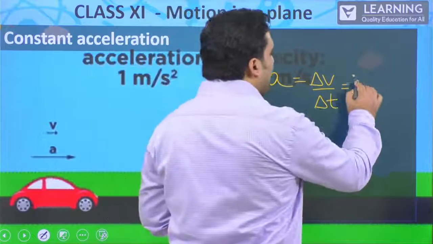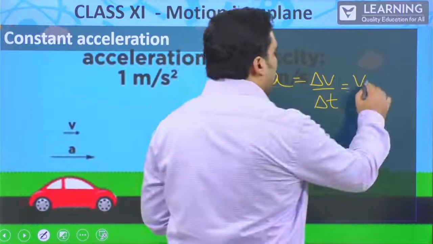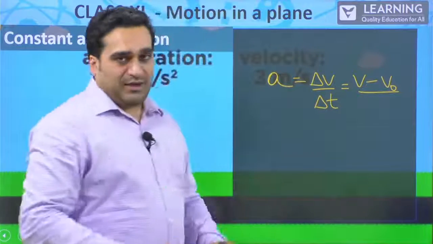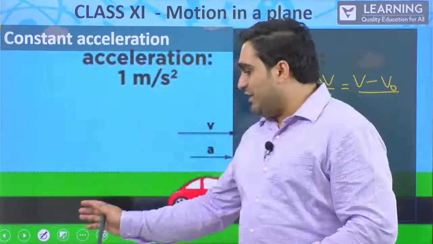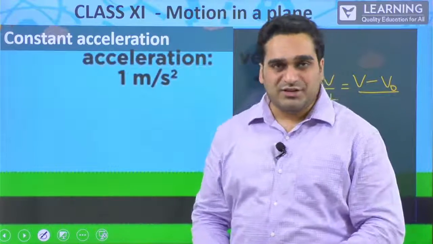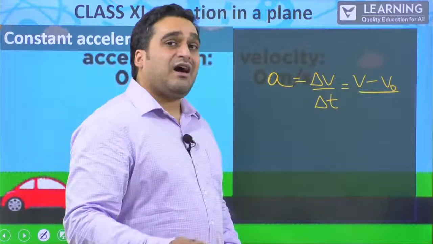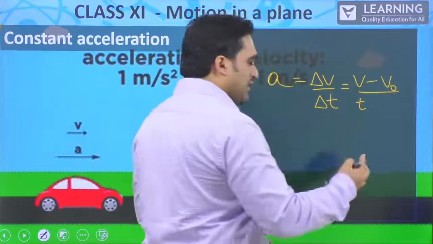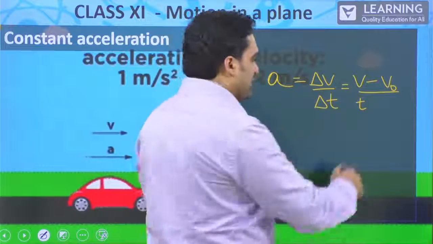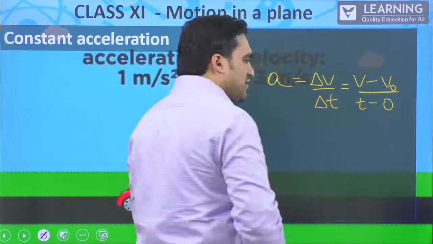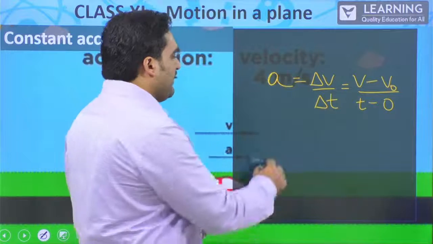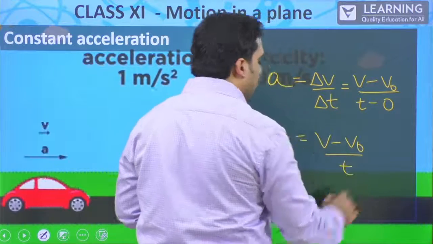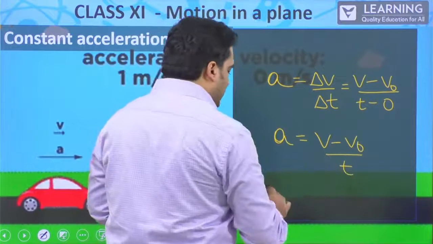So I represent my final velocity to be v and my initial velocity to be v naught, divided by the time. Since the object even in this given animation is starting from rest, that means it starts from time where t is equal to 0. And eventually the total time for the journey is t. So final time minus the initial time, t minus 0. And you get this expression where a is equal to v minus v naught by t. Transpose the t to the other side.